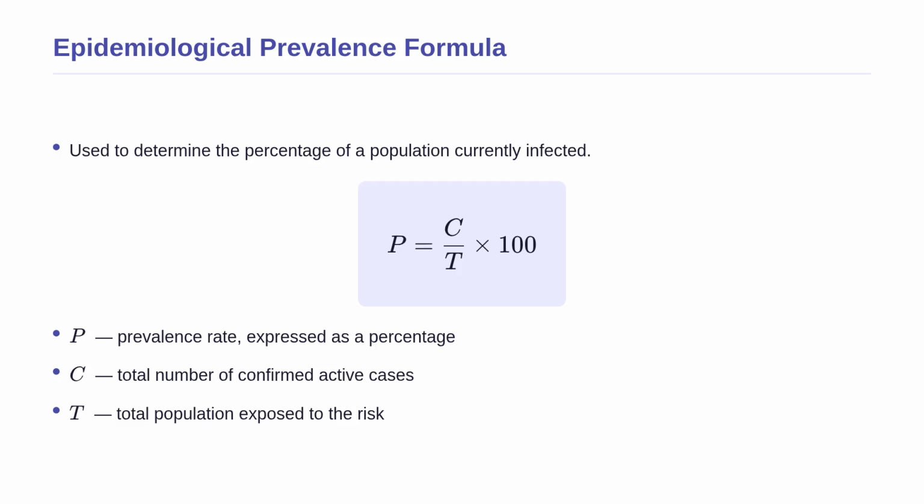To calculate this metric, we use the standard prevalence formula. This formula is quite straightforward but incredibly powerful for public health interventions. The variable p stands for the prevalence rate, expressed as a percentage. The variable c represents the total number of confirmed cases, which means the number of people actively shedding cysts. Finally, the variable t represents the total population of the area that was exposed to the risk. We divide the cases by the total population and then multiply by 100 to convert the decimal into a highly readable percentage.